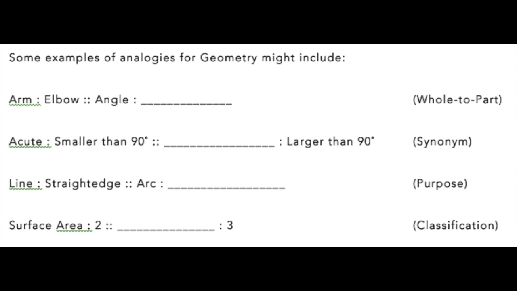Line is to straight edge, as arc is to blank, and this is an example of a purpose analogy, so the answer is compass. And then finally, surface area is to 2, as blank is to 3, and that's speaking about the type of dimensions that each term refers to, and so that would be volume.